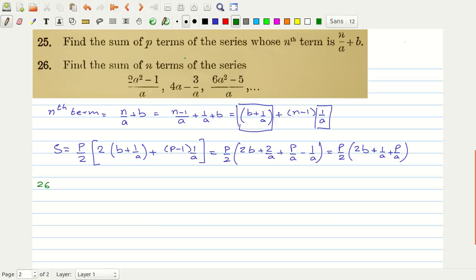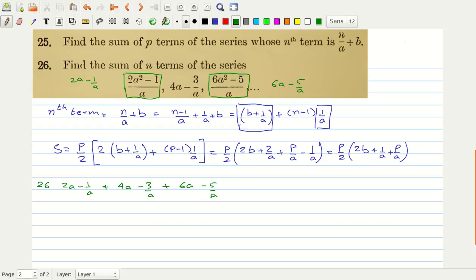we have to find the sum of this series. Okay. Now, what we can write this term as? This term is 2a minus 1 by a, and similarly, what is this term? This term is 6a minus 5 by a, right. So, what we have to find is 2a minus 1 by a plus 4a minus 3 by a plus 6a minus 5 by a.